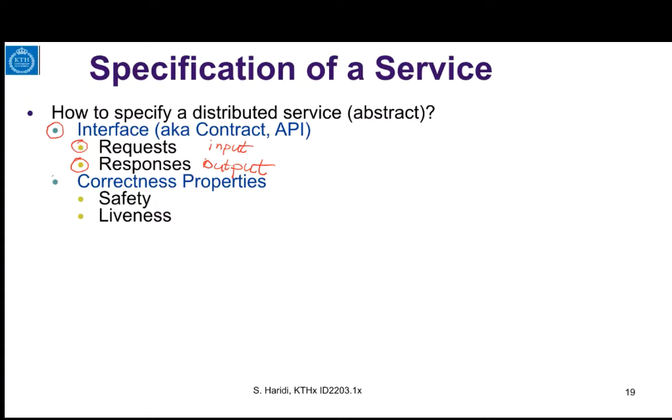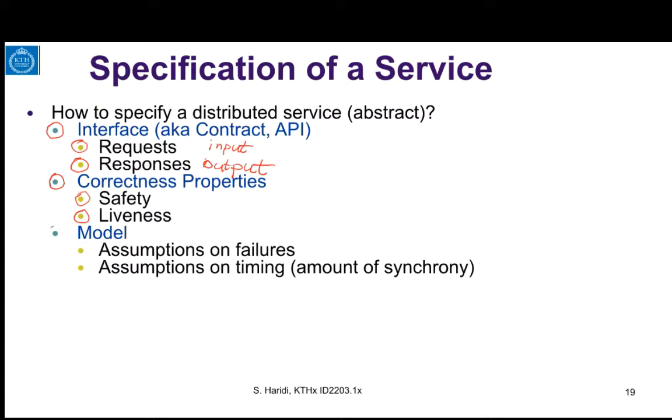Then we have to specify the correctness properties. To specify the correctness properties, we are going to look at sequences of requests and responses and specify what the allowed sequences of request and response events are. These, as you will see, will be divided into safety and liveness properties. We will talk about this in this lecture.